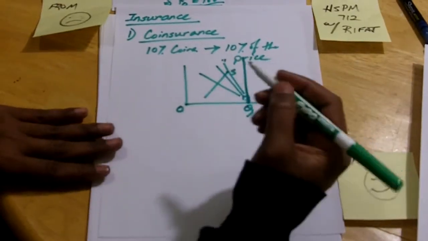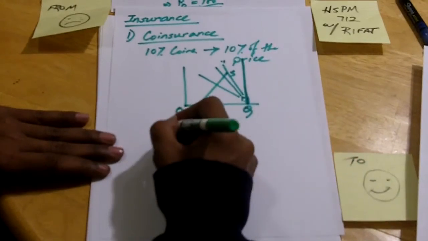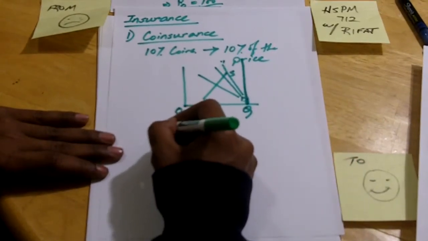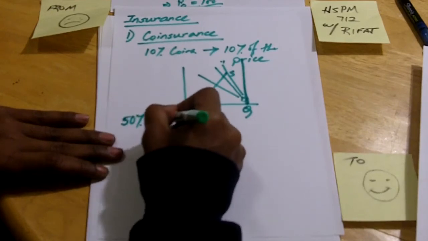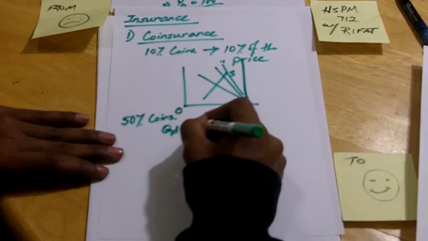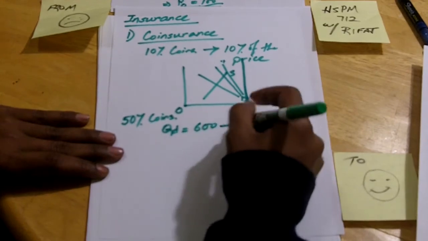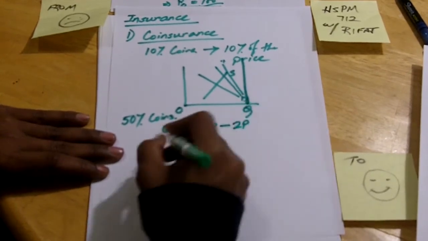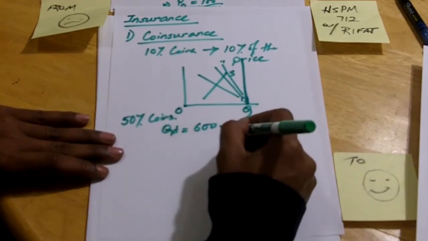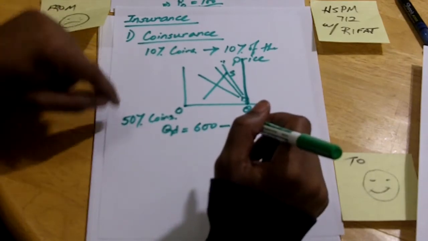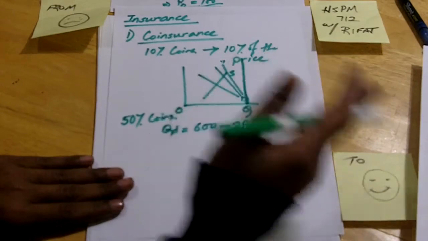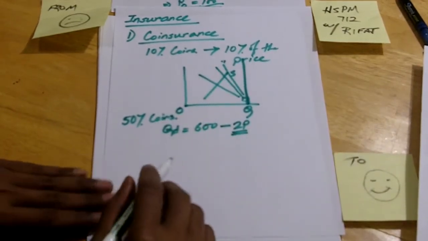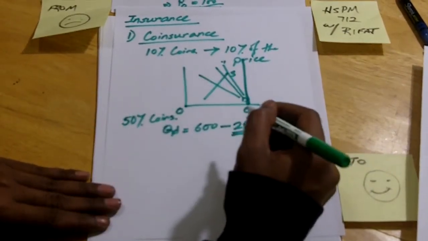So now what happens to the equation? Let's say there is 50% co-insurance. Our demand equation was 600 minus 2p, and as the co-insurance is paid by the consumer, it applies on the demand side only. So I have to plug the 50% co-insurance into the demand equation.